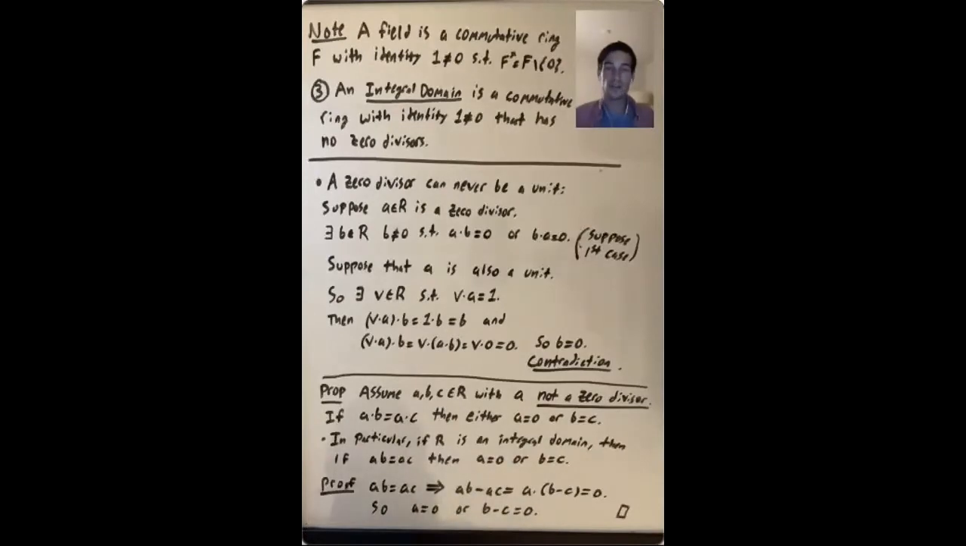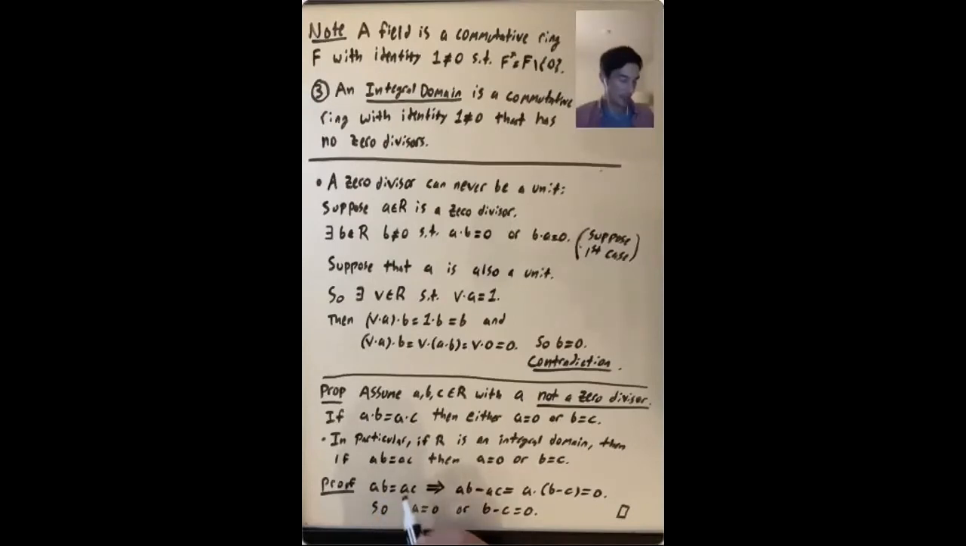So in particular, if R is an integral domain, then none of the non-zero elements are zero divisors. So that means that if A times B equals A times C, then A equals 0 or B equals C for all triples A, B, C. All right, so the proof of both of these statements: the second statement follows directly from the first. So let's say something about the proof of the first. A is not a zero divisor.